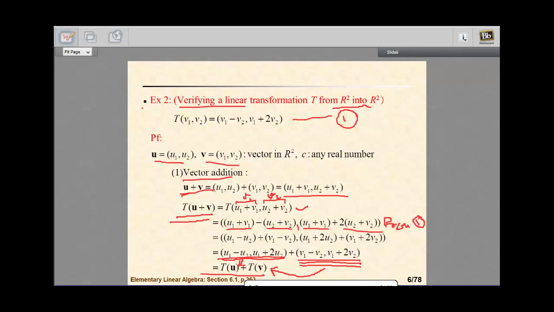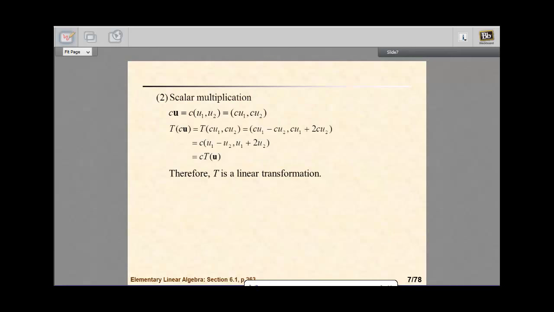So now let us move to the second point of the theorem. That is, if we have scalar multiplication, any constant c, we can write (cu1, cu2). So apply the transformation on the left and right side. On the left side you can write the transformation of cu, and on the right side the transformation of (cu1, cu2). Let us assume it will be equal to v1 and v2.